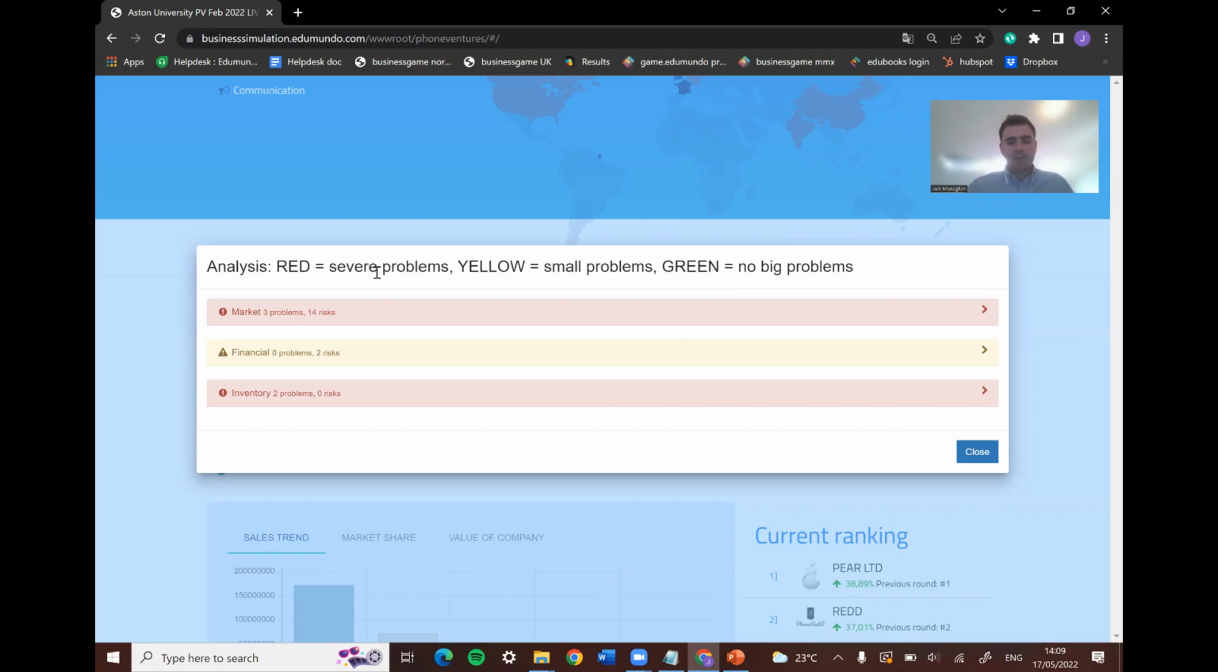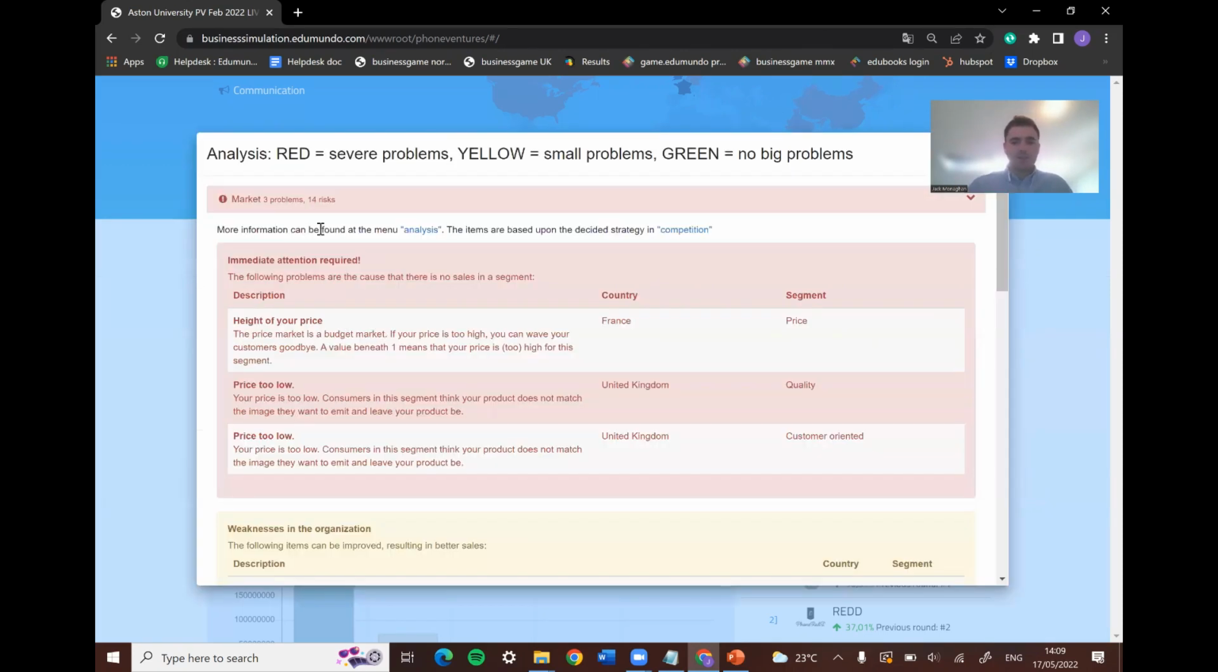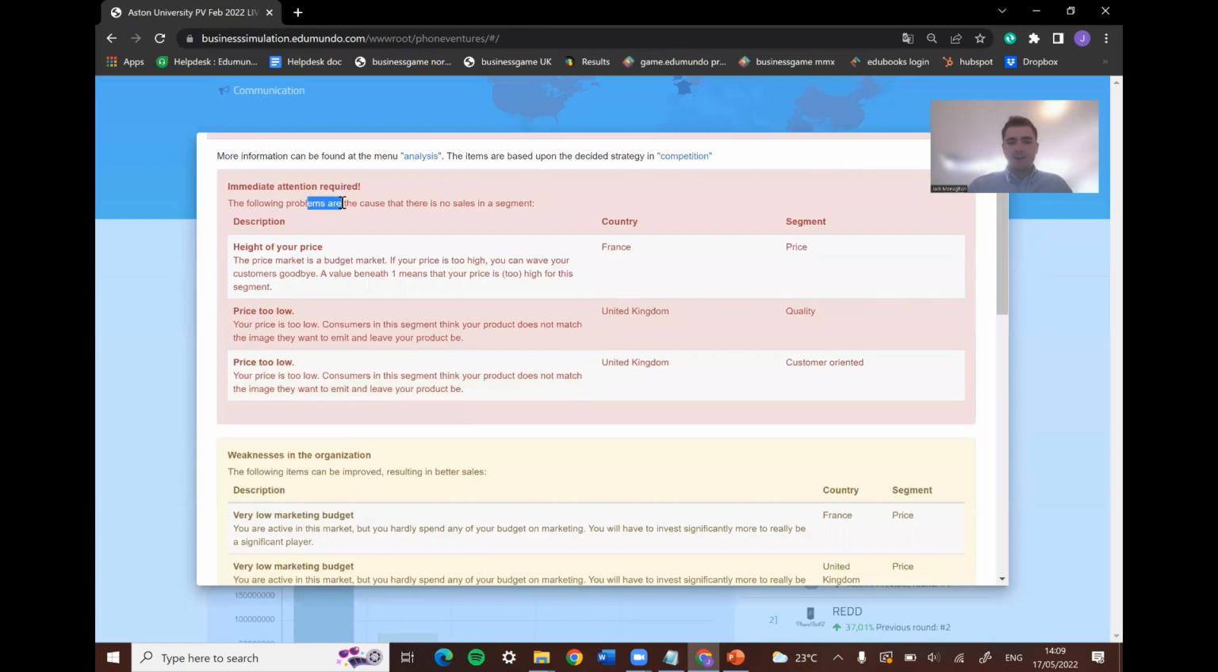As you can see with this team, they have quite a few problems in the market as well as their inventory. If we click on market, we can see there are three main red items revolving around the price of their product. Unfortunately for this team, they've tried to enter into all three segments: the price, quality, and customer intimacy. Our recommendation would be to always try and focus on just one segment.